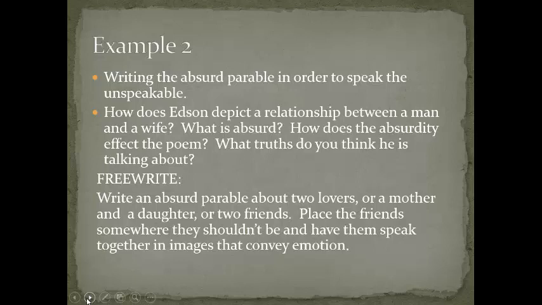So I want you to think about how he constructed this poem, and then write an absurd parable, like this one, about two people. They can be lovers or a mother and a daughter or two friends. I'd like you to place them somewhere they shouldn't be, like the roof of a house, and have them speak together in images that convey emotion, just like Russell Edson does in his poem.